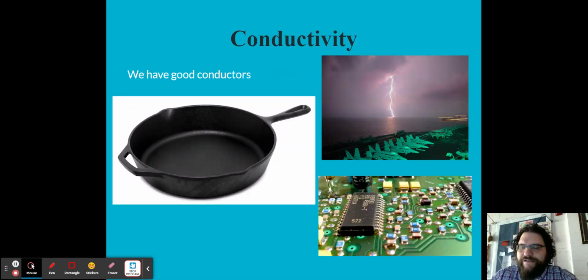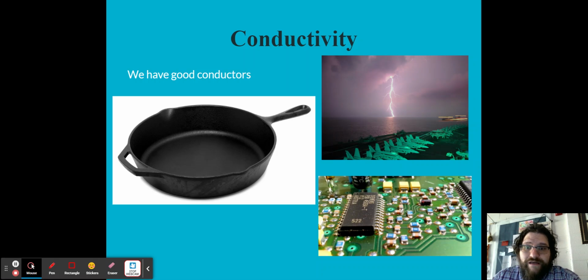So conductivity. This one's an interesting one because you have the good and the bad. There are times we want things to conduct. A cast iron pan we choose because we know it will conduct heat well and cook our food. Semiconductors, great at conducting electricity. Sometimes they generate a little too much heat, which is why computers and video game systems have fans, because heat is bad.